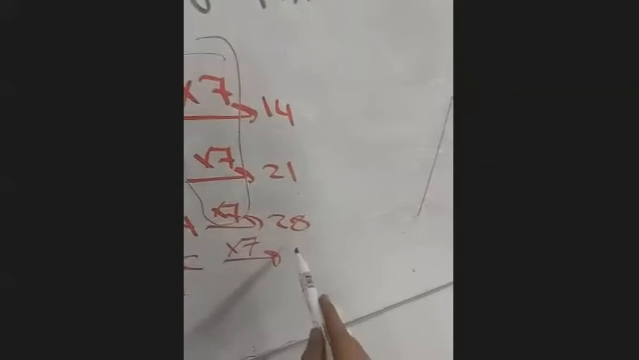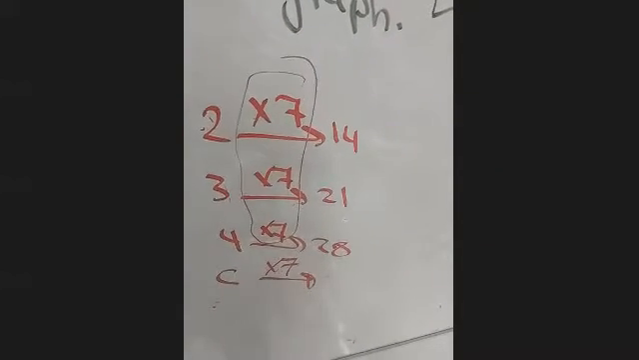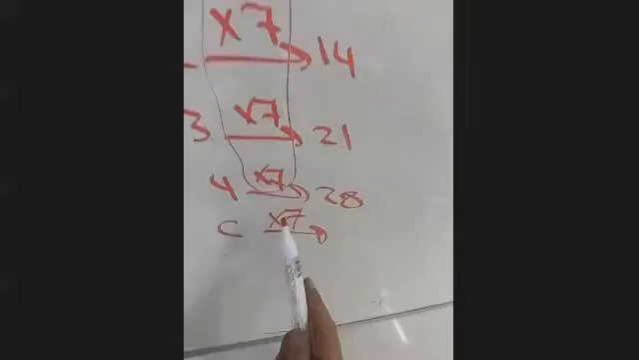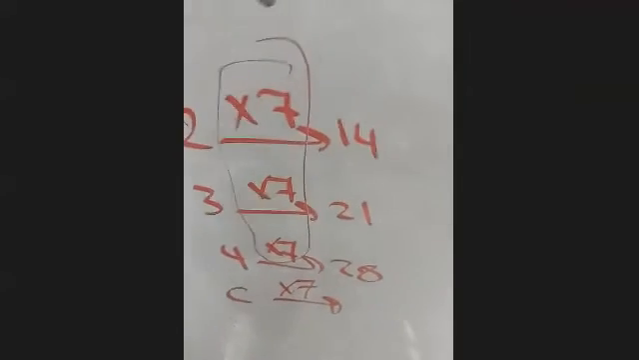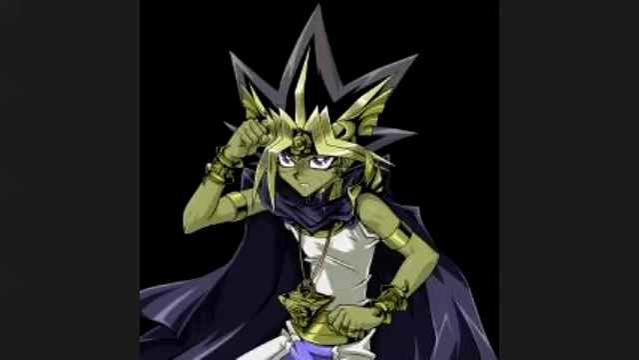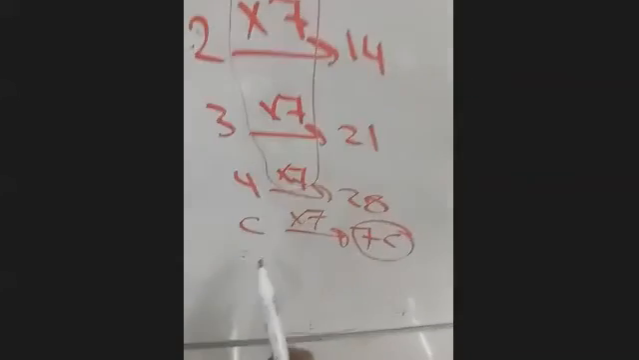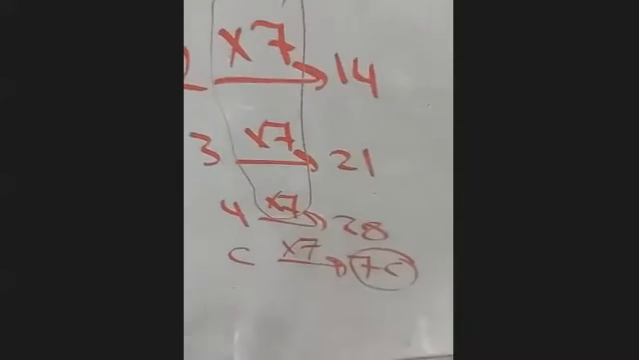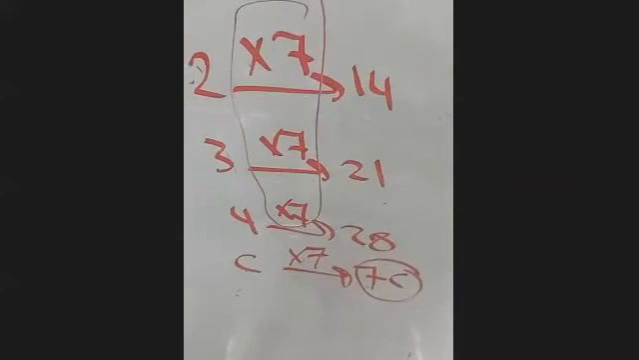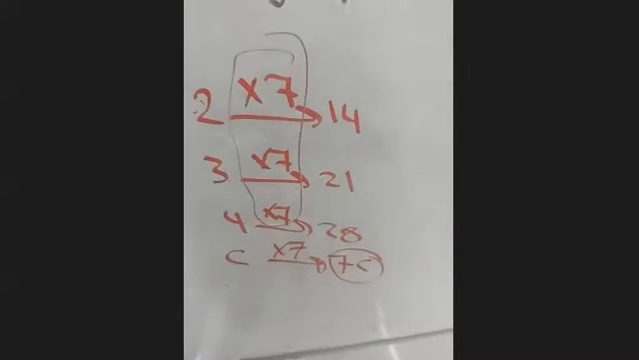C multiply 7 is what? It will be T. C multiply 7 is what, son? C multiply 7 is 7C. Okay. This is the 819th time we are saying it: C multiply 7 is 7 by the C. Got it? Yeah. Do you understand, son? Yeah.